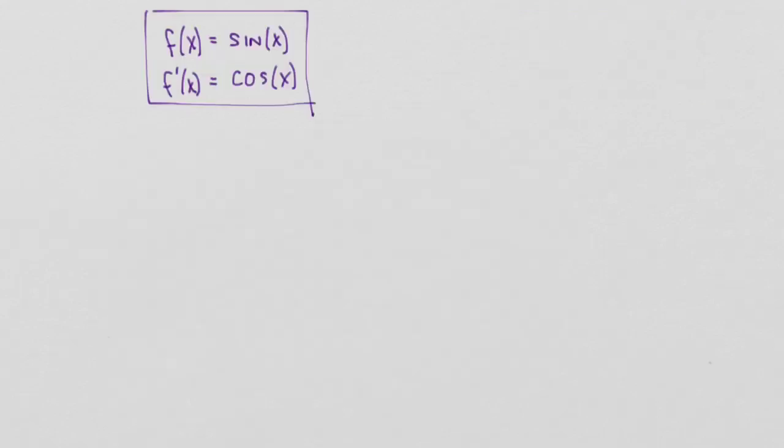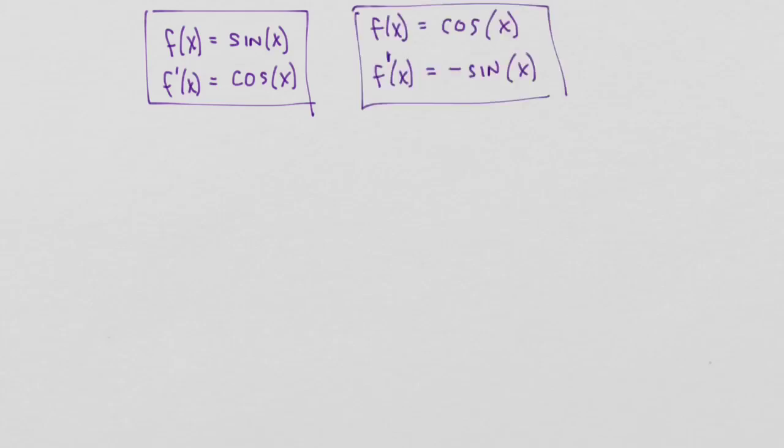So to summarize what we just saw, if f of x is sine of x, the derivative is cosine. And if f of x is cosine, the derivative is negative sine. So using this, we are going to determine the derivative of tangent of x as well. But before I do that, let me just say a quick word about what would happen if I wanted to find the derivative of negative sine of x.